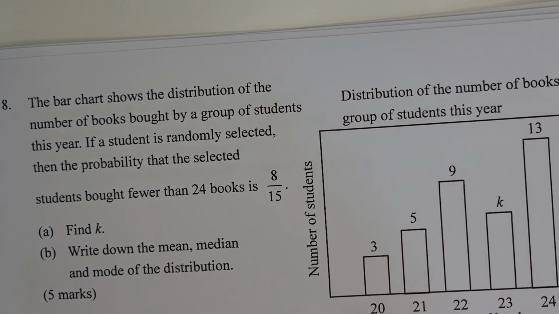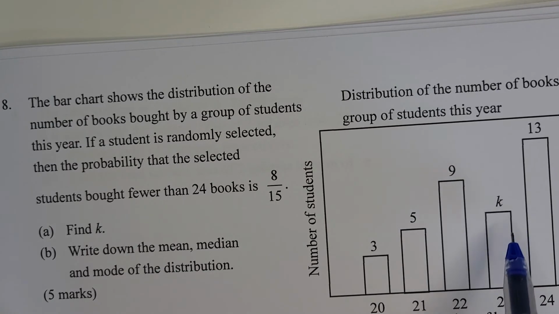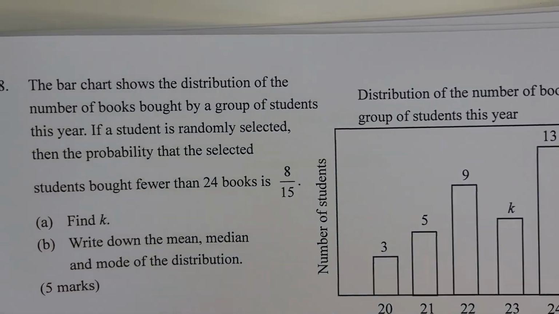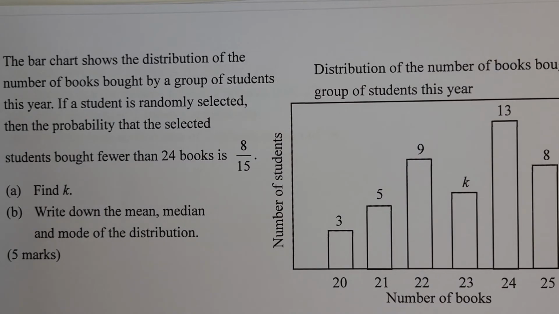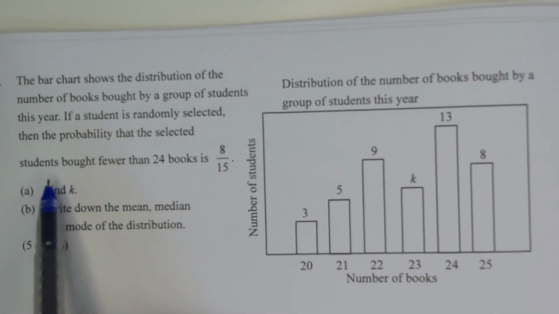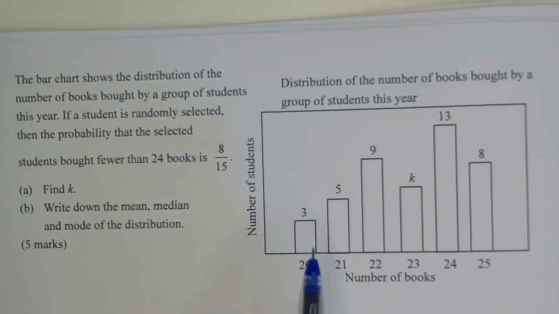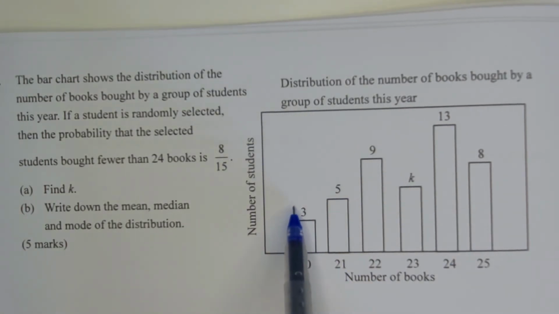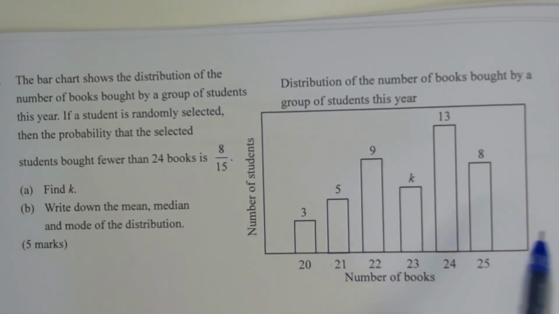The bar chart shows the distribution of the number of books bought by a group of students this year. If a student is selected randomly, the probability that the selected student bought fewer than 24 books is 8/15. How do we read this? That means 3 of the students bought 20 books, 5 of them bought 21, and so on. That's the unknown K. K students bought 23 books.